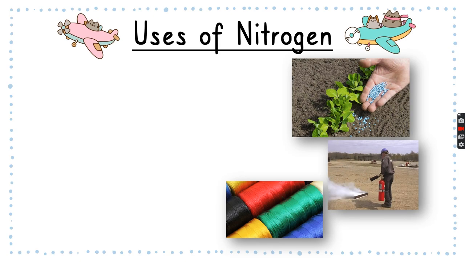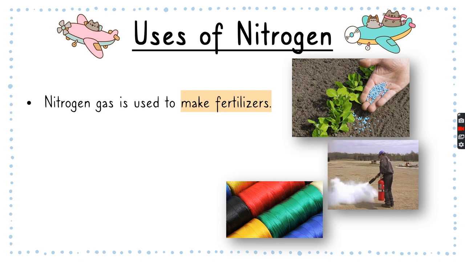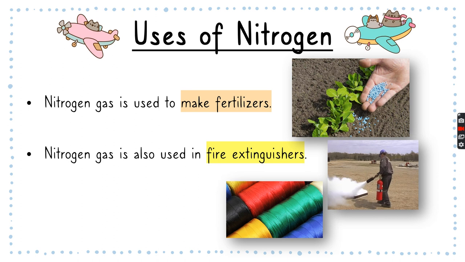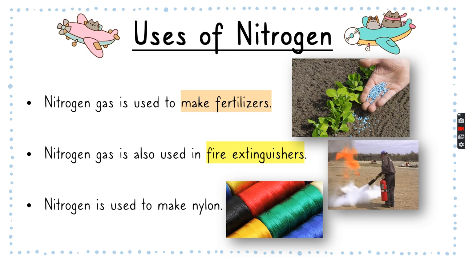But nitrogen gas has a lot of good uses, for example, making fertilizers. It's also used in fire extinguishers, similar to carbon dioxide. Nitrogen is also used to make nylon, which can be made into the clothes that you wear.